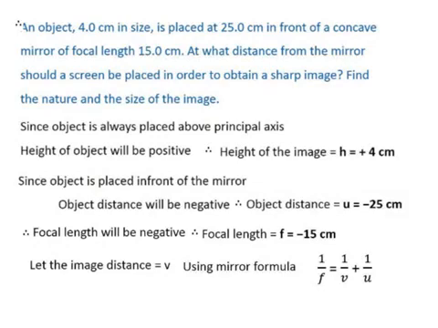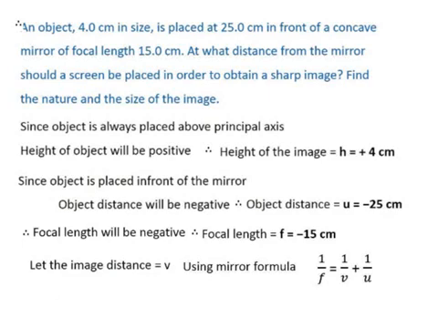That means the screen is where the image is being obtained. So where should we keep the screen, means at what distance the screen should be kept from the mirror. That means the value of v is being asked to find out. And after finding the value of v, we have to find the nature and size of the image.